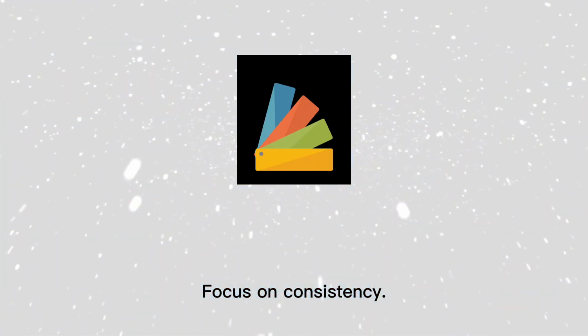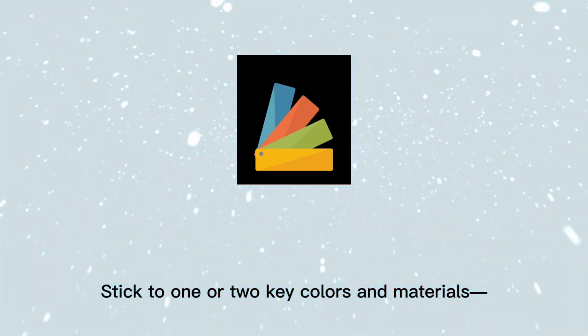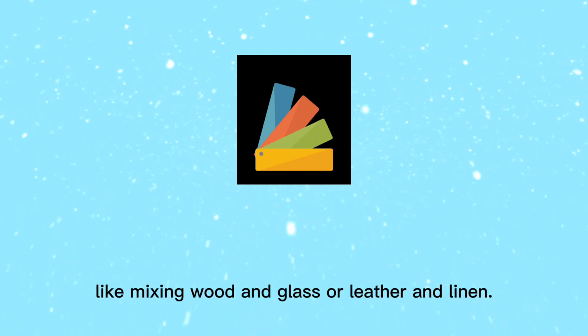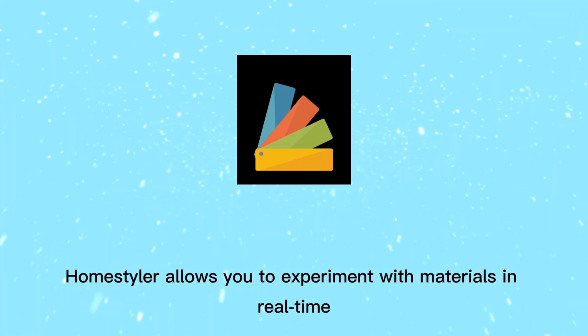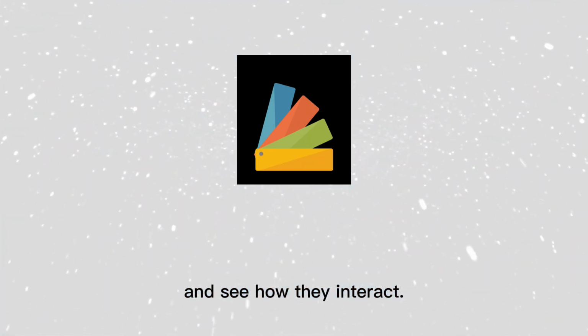Focus on consistency. Stick to one or two key colors and materials, like mixing wood and glass or leather and linen. HomeStyler allows you to experiment with materials in real time and see how they interact.